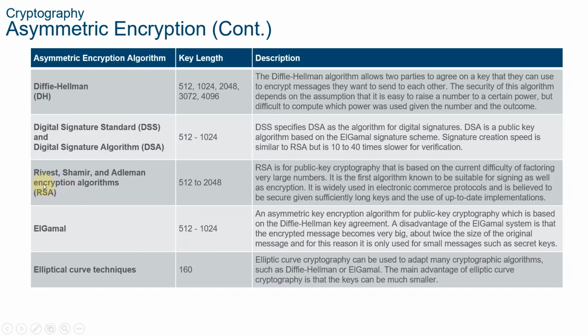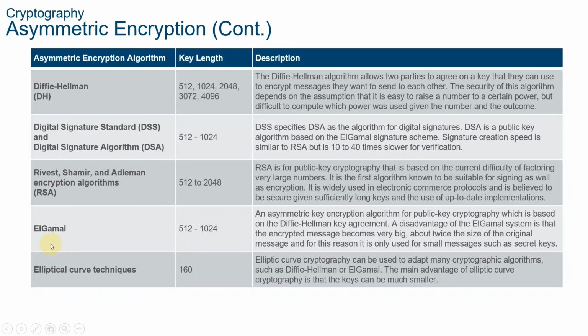RSA is for public key cryptography that is based on the current difficulty of factoring very large numbers. So it is the first algorithm known to be suitable for signing as well as encryption. It is widely used in electronic commerce protocols and is believed to be secure given sufficiently long keys and the use of up-to-date implementations.